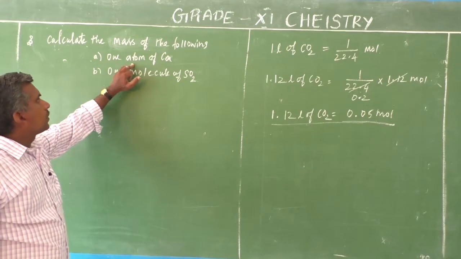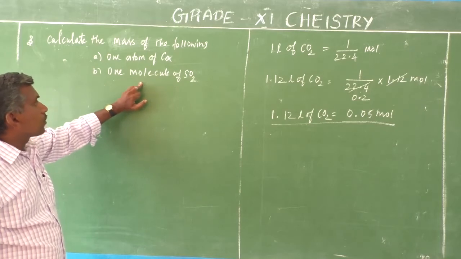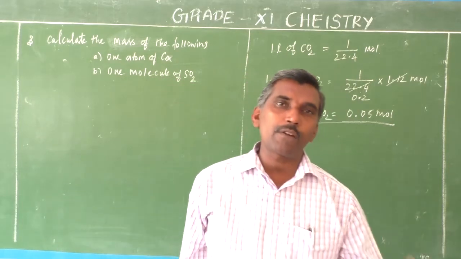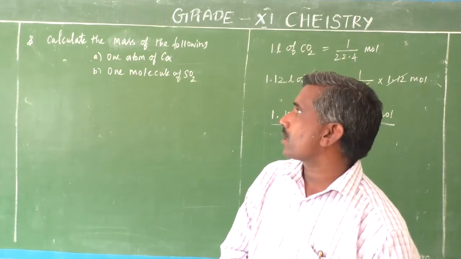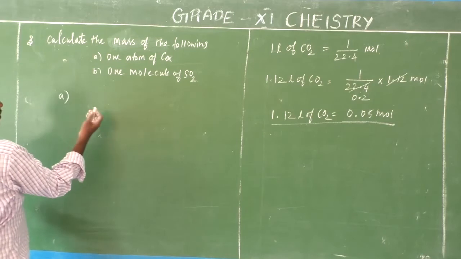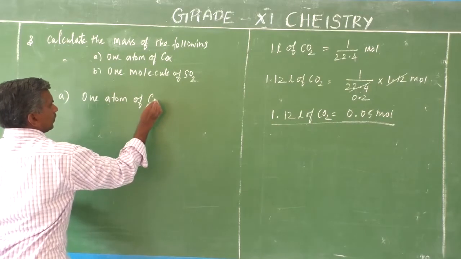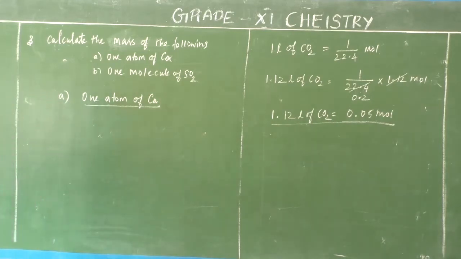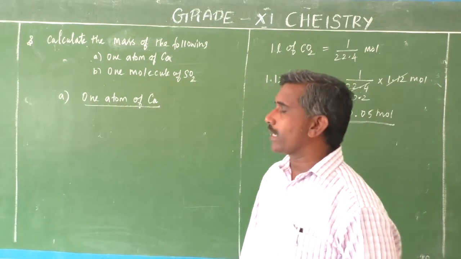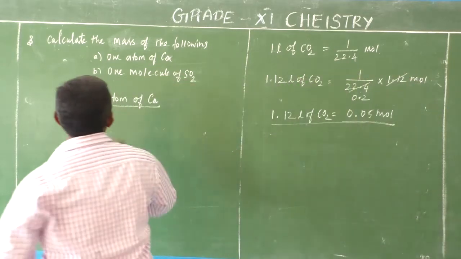Here 1 atom is given, you find the mass of this element. Now one molecule is given, you find the mass of the one molecule. So the number of molecules or entities is given, you find the mass. First, one atom of calcium: you find the mass of a single atom of calcium. Very small size, one atom.